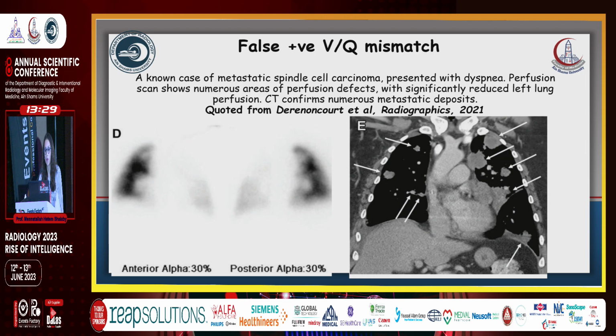Another case, a known case of metastatic spindle cell carcinoma, presented with dyspnea. Perfusion scan shows numerous areas of perfusion defects with significantly reduced left lung perfusion. As you see, there is faint tracer uptake in the left lung. The CT confirms the presence of numerous metastatic deposits with no pulmonary embolism.